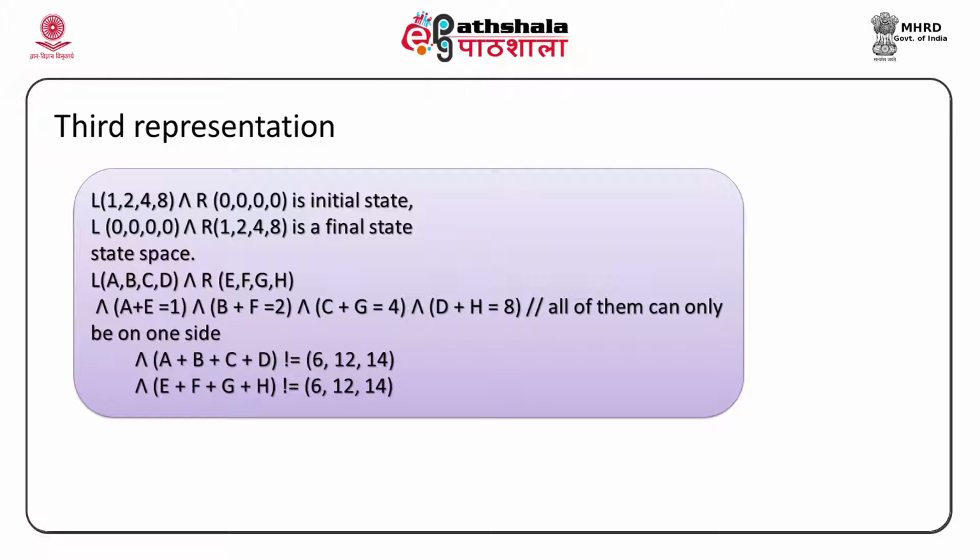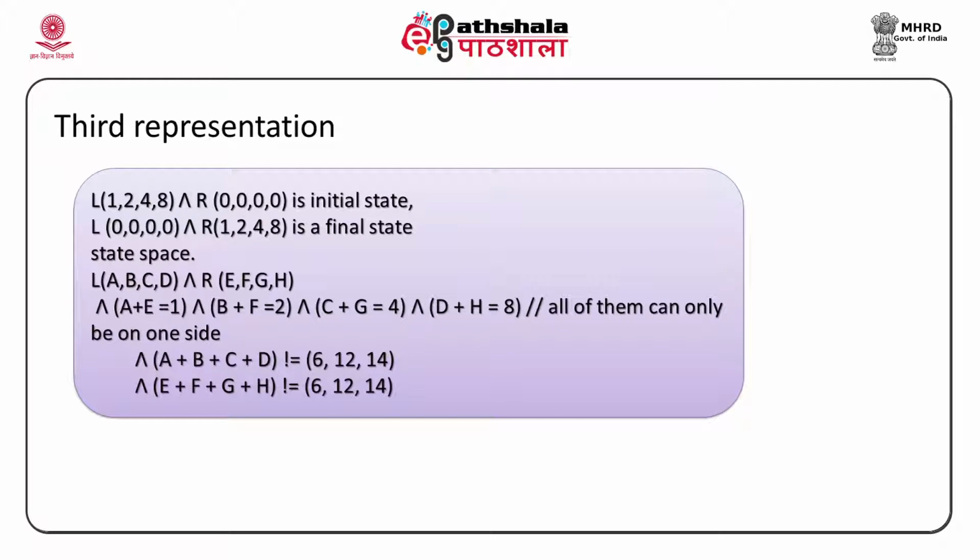can be seen in the next two statements. It says that A plus B plus C plus D is not equal to 6, 12 and 14. Now you will be surprised, where is that farmer, present, not present and all that has gone. We don't need to do it. Similarly, E, F, G, H is not equal to 6, 12 and 14. Now how can I remove all that?